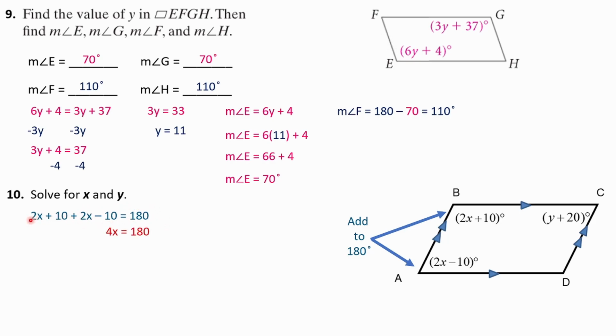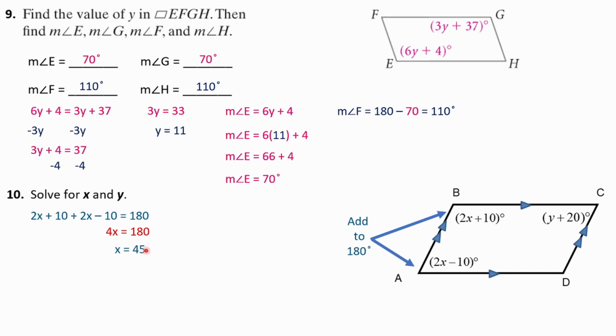If I simplify this left-hand side, the 2x and the 2x here become this 4x, and I conveniently have positive and negative 10, which is going to leave 0 left over, so I don't have any constants left on this left side. Now, if I divide both sides by 4, I should get that x is equal to 45. So I've got x taken care of.